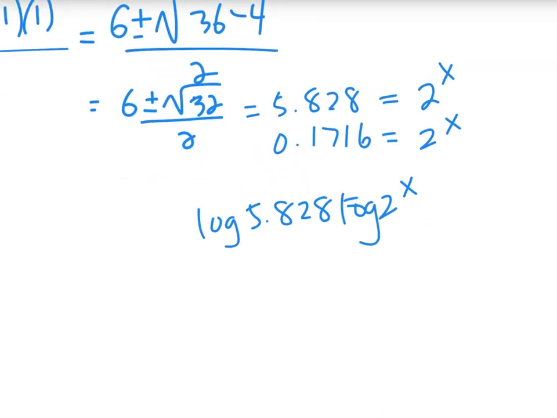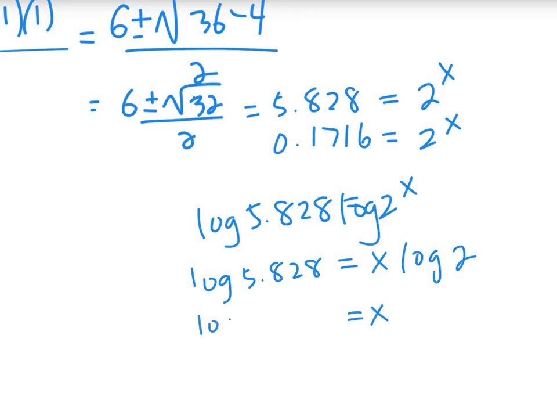Okay, so log 5.828 equals x log 2. You don't have to use log. You can still use natural log. It doesn't really matter, as long as both sides have the same log. Okay, now we just divide. So x is equal to log 5.828 divided by log 2. Okay, and that's the answer.